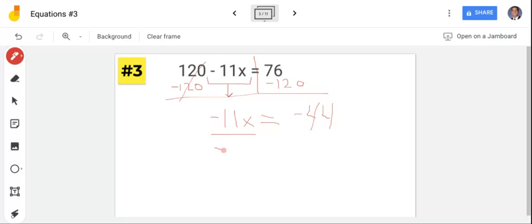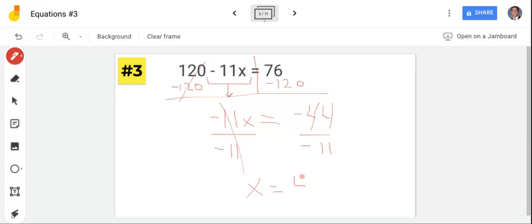If I divide the left side by negative 11, I do the same thing to the right side. Negative 11 over negative 11, that's 1. So I have 1 times x, which is x. And x is equal to negative 44 divided by negative 11. Same signs positive. 44 divided by 11 is 4. X equals 4. Circle, final answer.